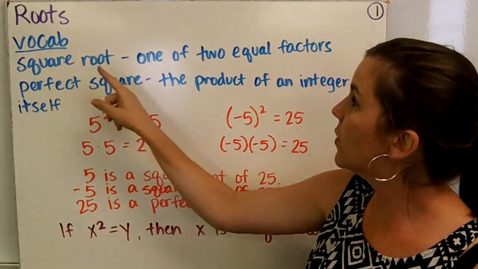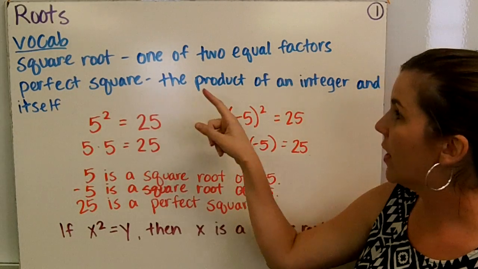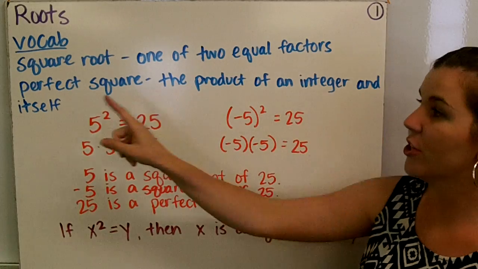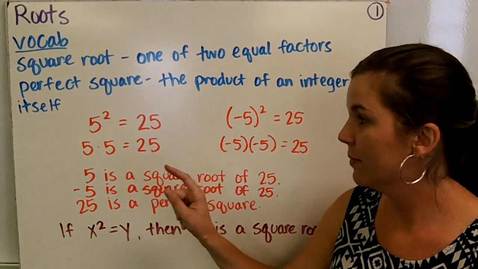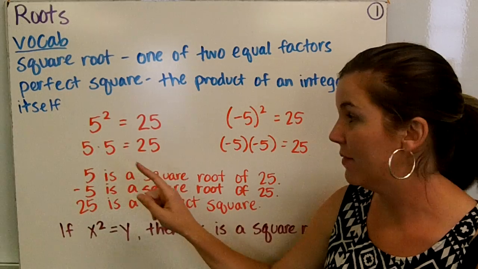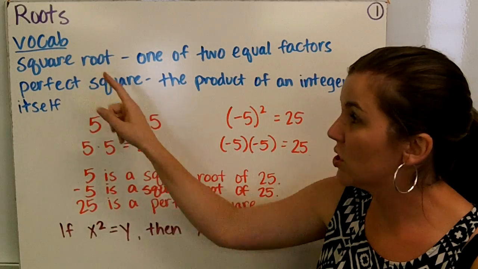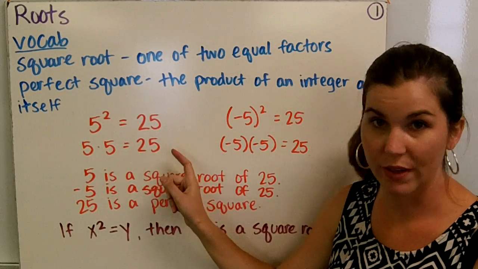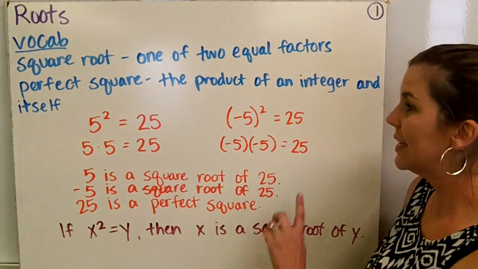Roots vocabulary. Square root: one of two equal factors. A perfect square is the product of an integer and itself. So here we have 5 squared equals 25. 5 squared means 5 times 5, which is 25. 5 is the square root of 25. 25 is called a perfect square.